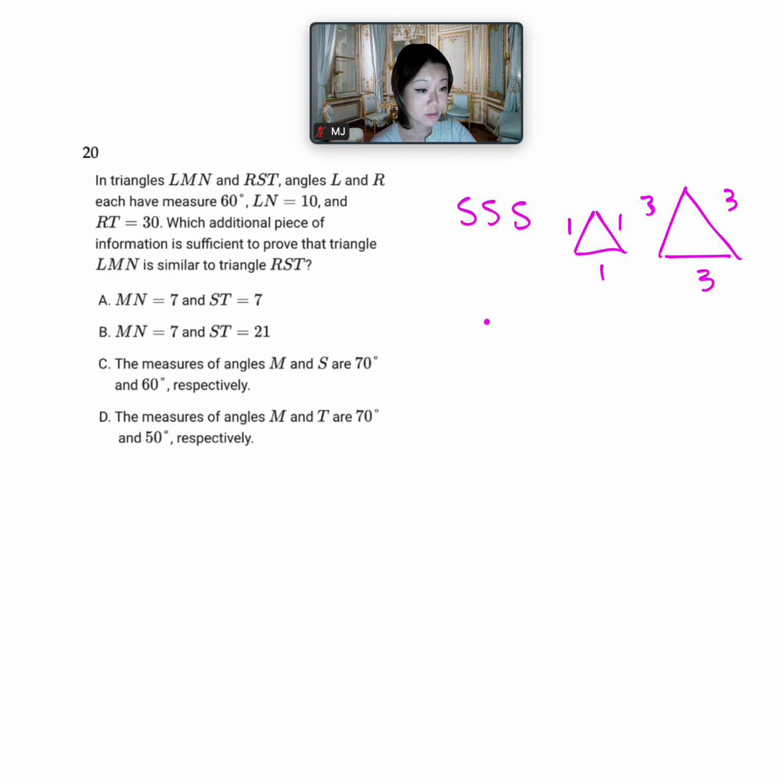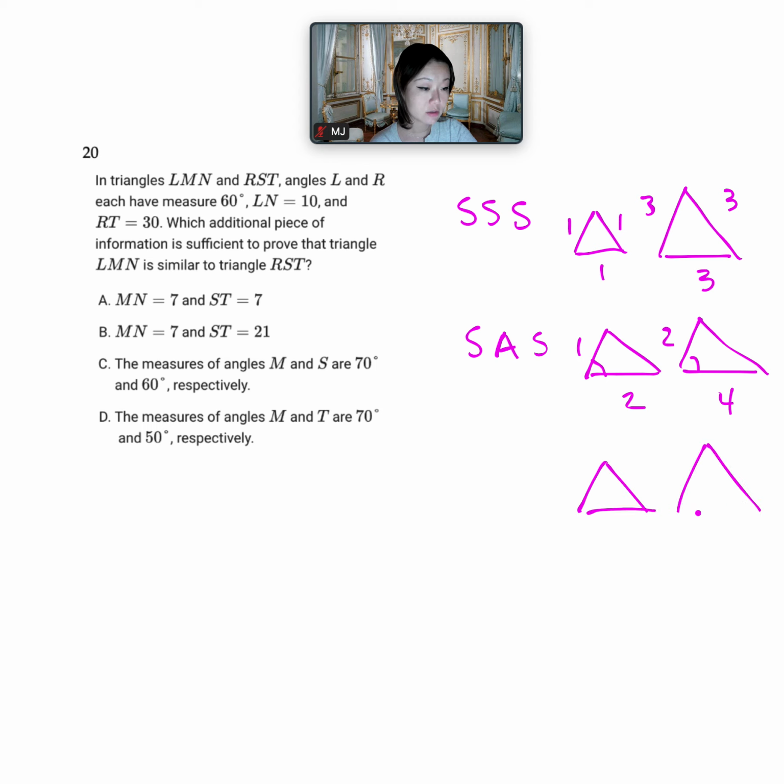triangles. Otherwise, you could have side, angle, side. So for example, if you had a triangle where you have two sides being proportional, and you also know that the angle between them is also equal, then that means you also have similarity. And the third option is, if all of your angles are exactly identical, otherwise known as angle, angle, or angle, angle, angle similarity, then you also have similar triangles.